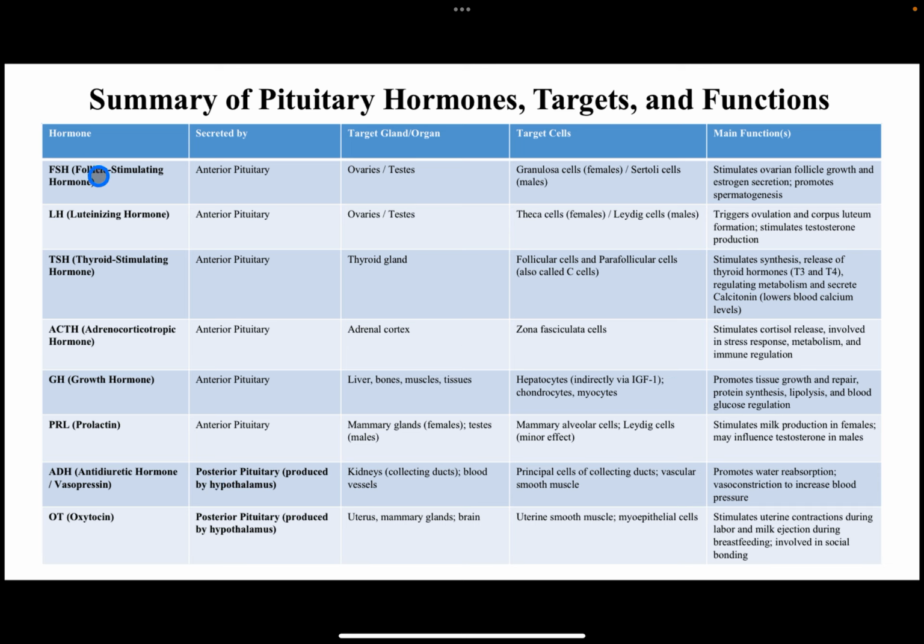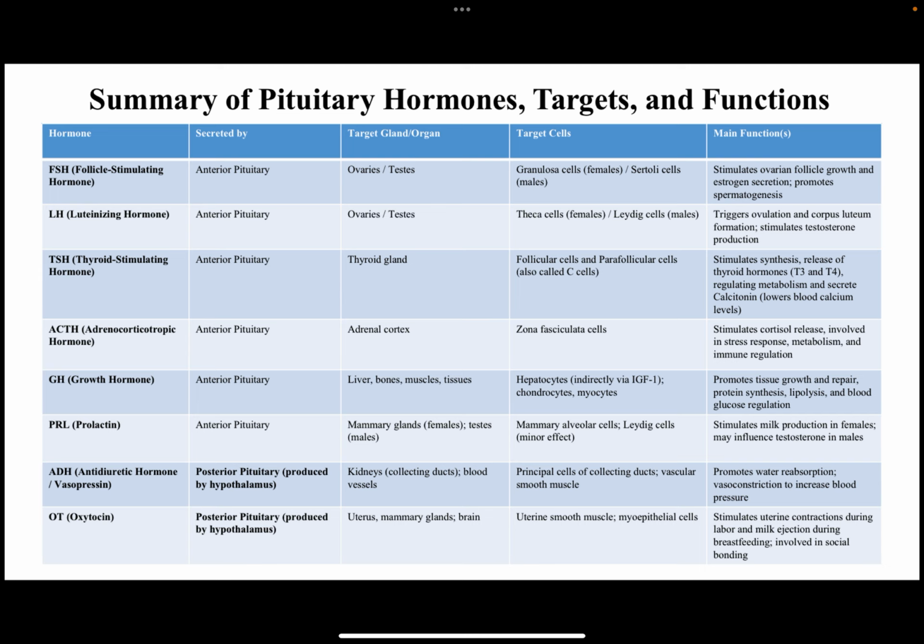Okay, so over here we have the hormone in the pituitary gland. Which part of the pituitary gland secretes it, and which organ or gland will it target? When it targets, which specific cell within this gland will it stimulate? That is what we have over here in this column. Then when it stimulates that cell, what function will be produced in the body? Okay, good. So this is a summary of the pituitary gland hormones. In fact, this brings us to the end of the pituitary gland. In our next video, we will look at the thyroid gland.